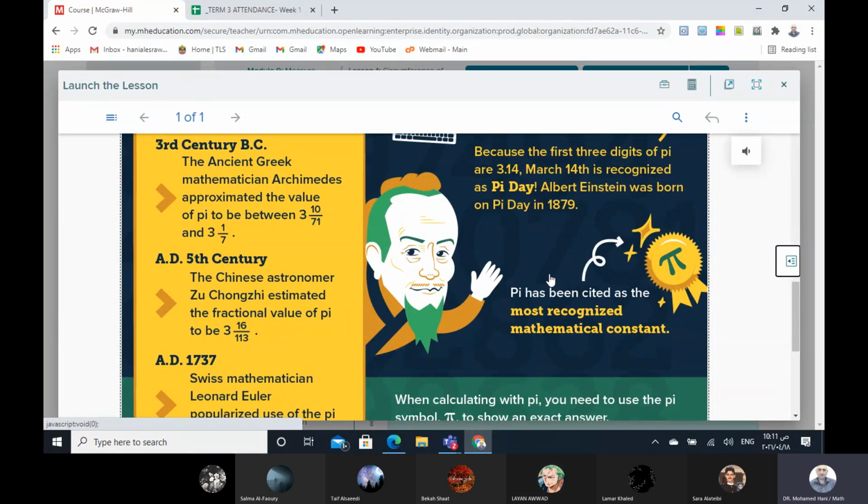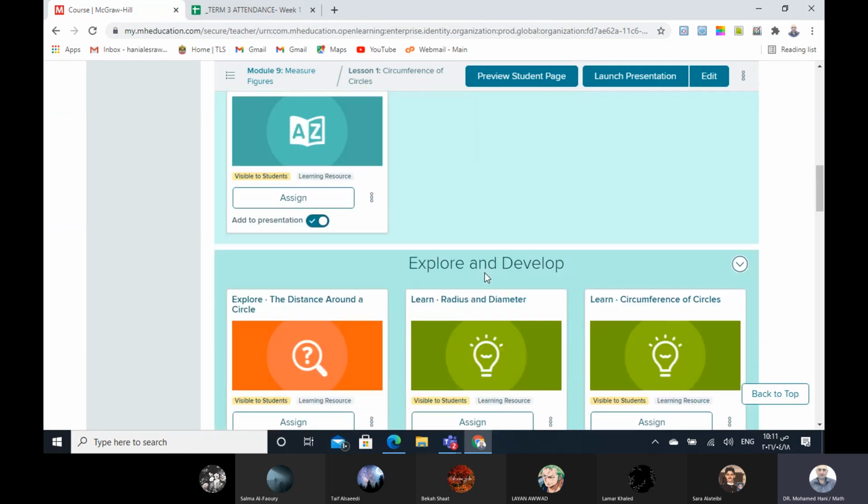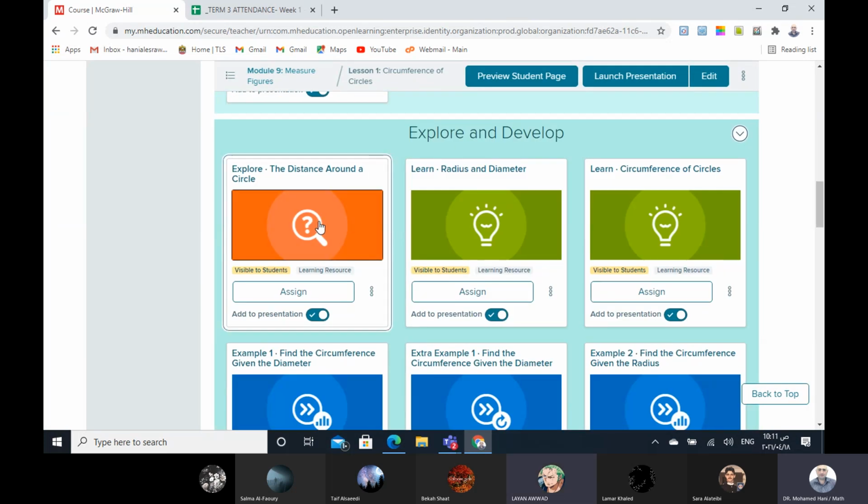So, for estimation, we take pi as 3.14. This is a fixed ratio. For all cases, we always take the value of pi as 3.14. I didn't understand pi very much. Okay.